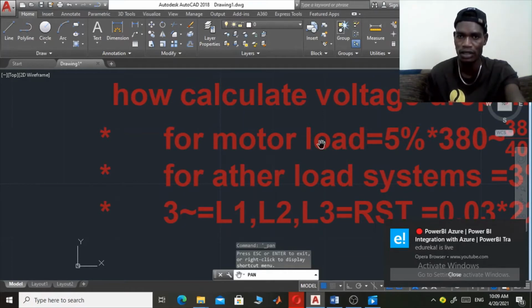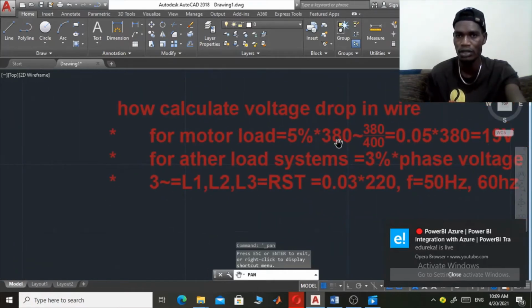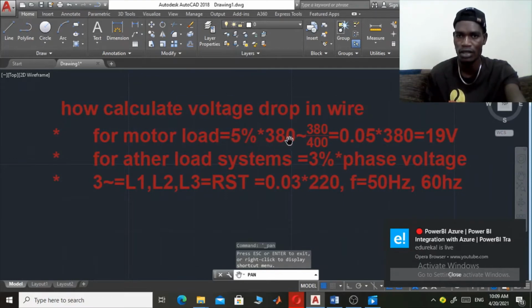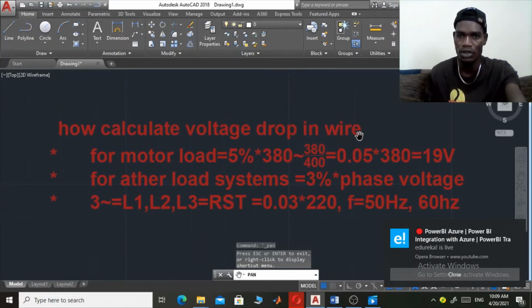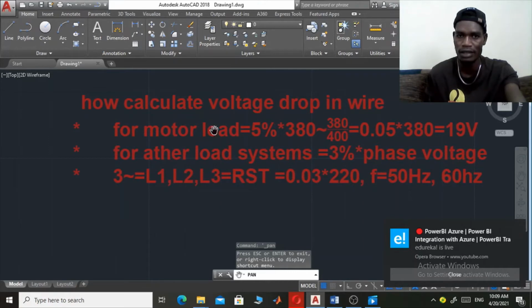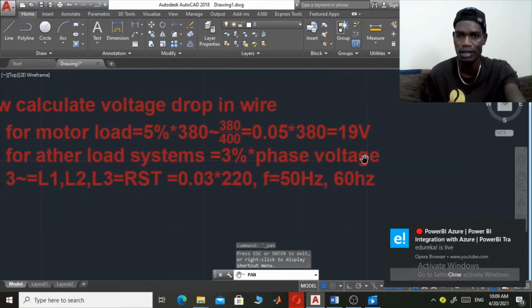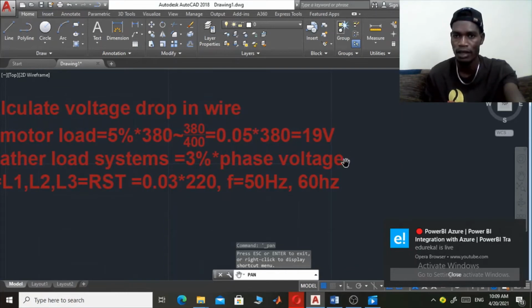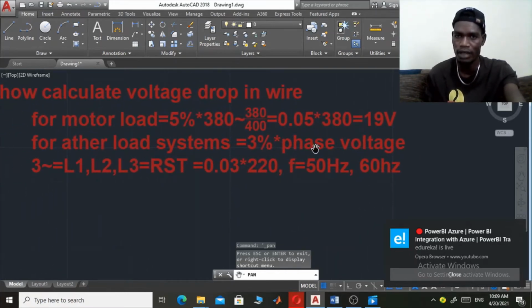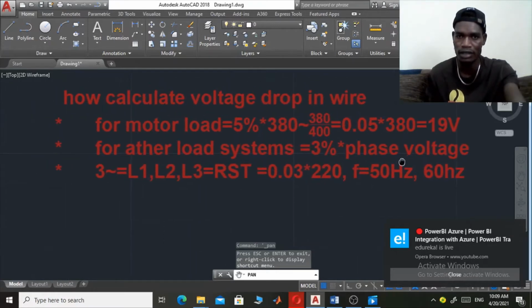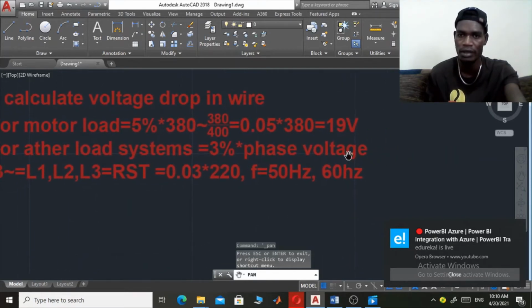If your load center is a motor application, you have to use 5 times the 380 or 400 voltage in the case of 3 phase. When your load center or load system is other than a motor load, maybe it's a lighting system, as I mentioned in tutorial number 1, maybe a street lighting system, maybe a school compound lighting system, building electrical installation, or any other related uses, you have to take 3 times the phase voltage. It may be 380 or maybe 220 versus 240 voltage.